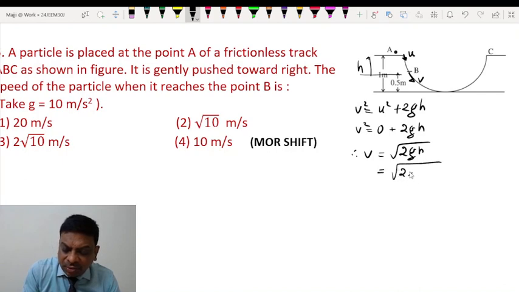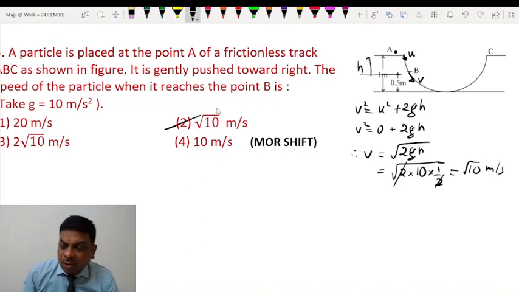So this will be 2 into G is 10, H is also half, you can see. From 1 meter you deduct half meter. So 2 gets cancelled, we are left with 10 meters per second. So we'll go with option 2.